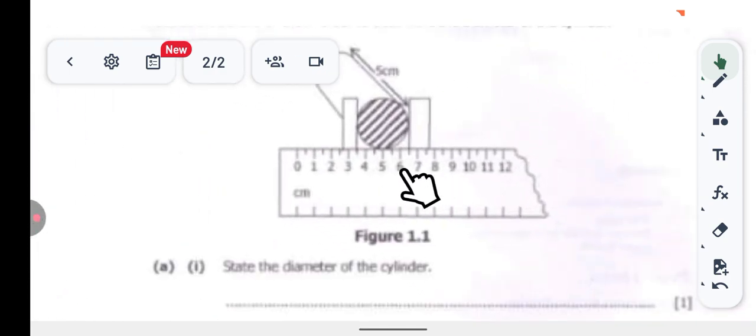To find the diameter of this cylinder, what you need to do is simple. You go to where this line is meeting the ruler, and where this other line is meeting the ruler. Then you find the difference. In this case, the line here is starting from 3.5, and on the other side it is ending on 6.5. So you simply find the difference, 6.5 minus 3.5, and that's how you get your diameter.